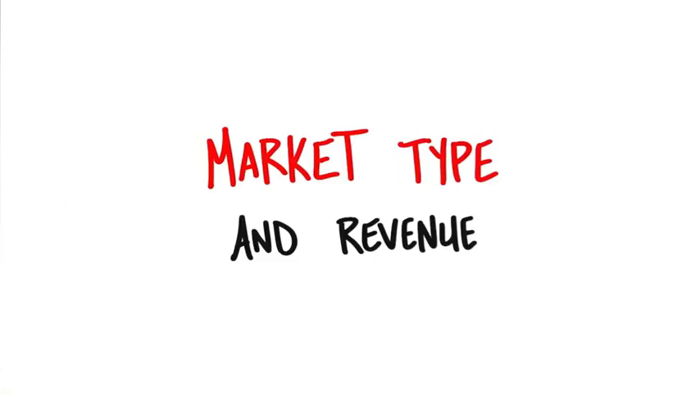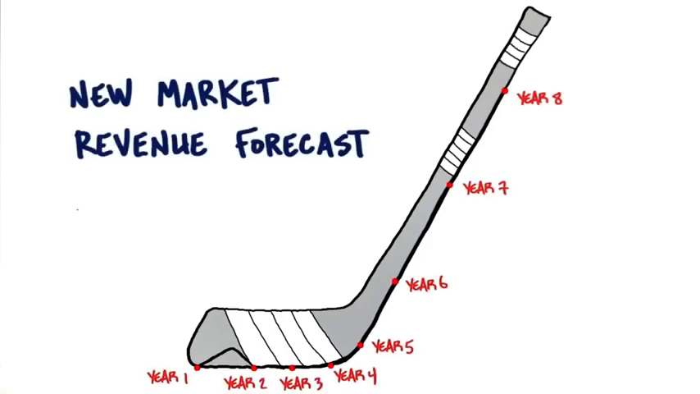Now, the last thing I think I really want to mention, and it really does belong in this lecture, is the effect of market type on revenue. And this is really interesting because you might have heard about startups about something called the hockey stick. And the hockey stick is actually this kind of curve. Now, it turns out what the hockey stick really represents are startups in a new market.